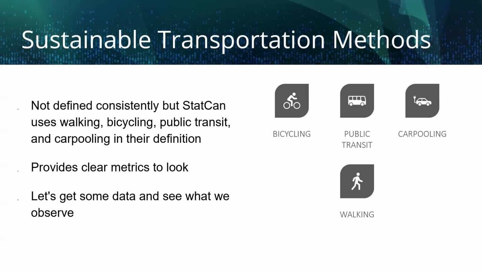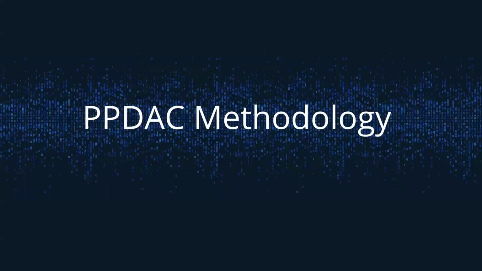Now, once I started realizing that, I started looking on the Yukon Open Data Portal to see if they had measurements for sustainable public transit. And that's where I found some data on transportation, which had these indicators that I wanted: bicycling, public transit, carpooling, and walking. So when we're bringing the data together, I usually follow a methodology. And this one's called the PPDAC.